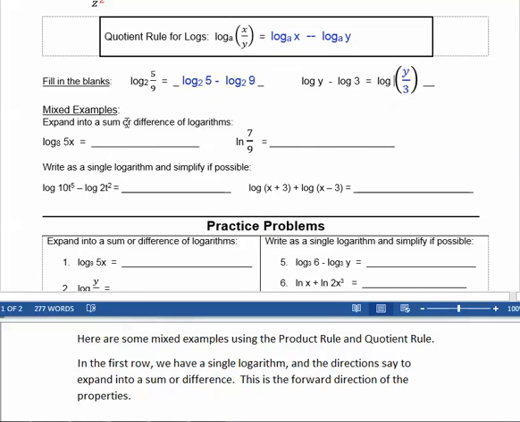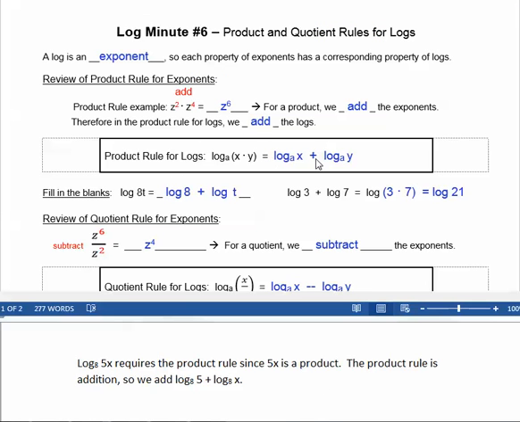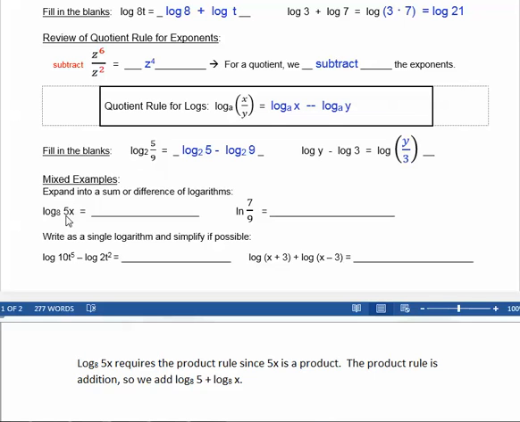Here are some mixed examples using the product rule and the quotient rule. In the first row, we have a single logarithm and the directions say to expand into a sum or difference. This is the forward direction of the properties. But we have to decide which property applies. So log base 8 of 5x, that would require the product rule, since 5x is a product. The product rule, recall, is addition. So we'll add log base 8 of 5 plus log base 8 of x.